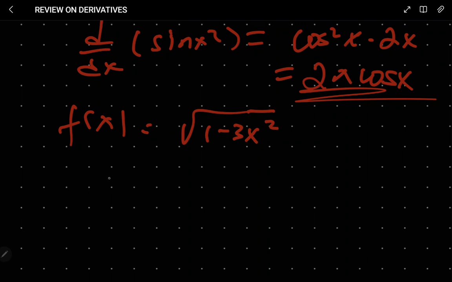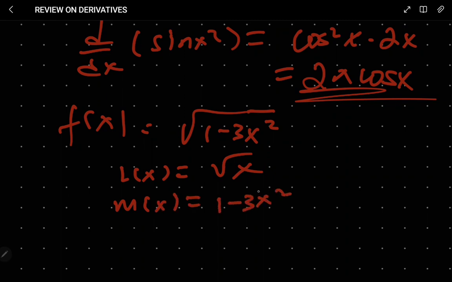So, I can say there's one function, that function may be L of x. L of x is root x, simply root x. There is another function m of x. m of x is how much? 1 minus 3x squared. So I split this one into a composite function. That's a challenge, I know.